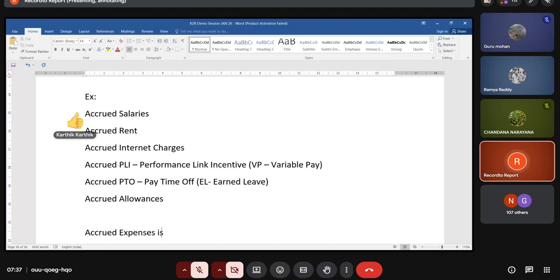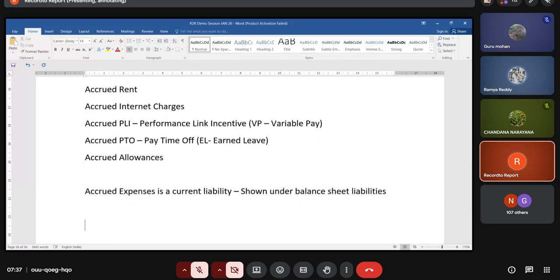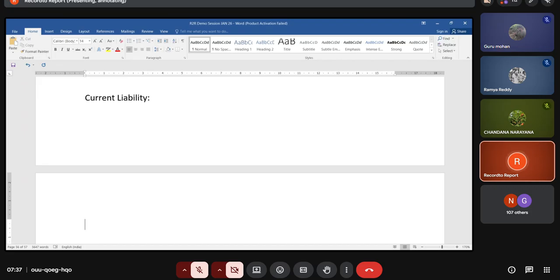Accrued expenses is a current liability, shown on the balance sheet liability side, where the accrued expenses are recorded, guys. Where is it presented as a current liability? Under which side? Balance sheet liability side.